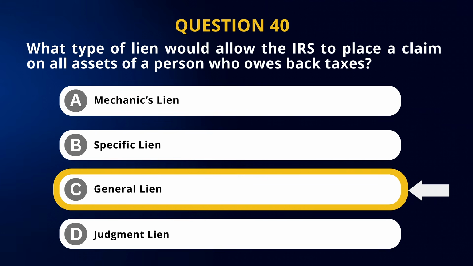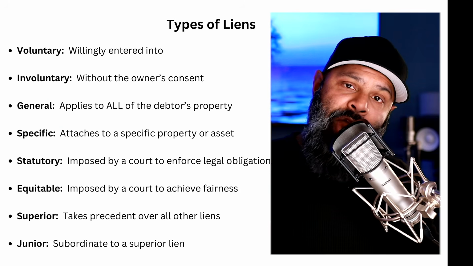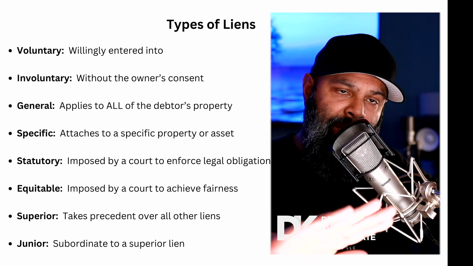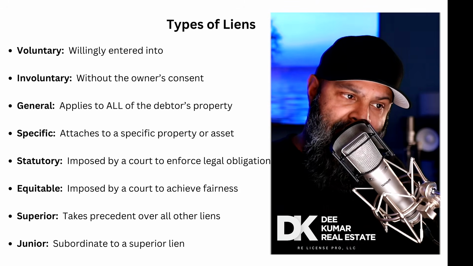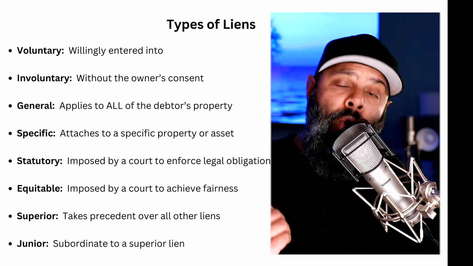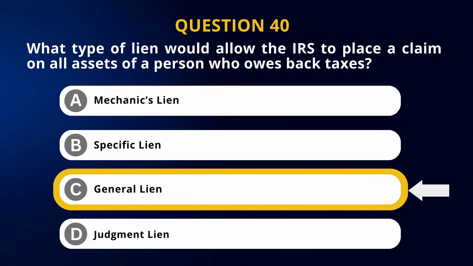Okay, so the IRS has the right to place a general lien, which goes to and places a claim on all properties that we have, versus specific properties, where a mortgage is a type of specific lien. A general lien is a lien that applies to all of our assets, and the IRS would have the ability to place a lien on all assets if back taxes are owed.